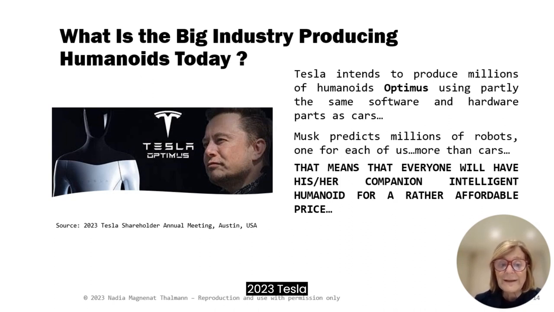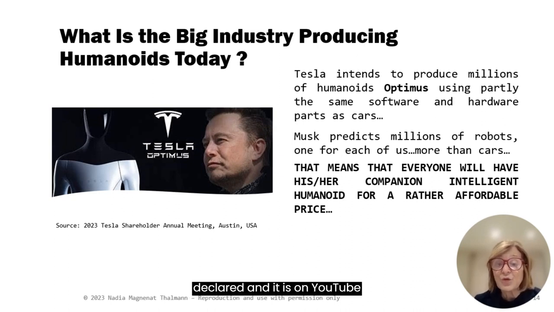During his 2023 Tesla shareholder meeting, he declared, and it's on YouTube, that he enjoys the fact that robots are being developed by Tesla because they benefit from all the software that is being done and also some hardware knowledge. And in his talk, he predicts that Optimus robots will surpass the number of cars we have. And he's sure that everyone will have at least one social companion to do all kinds of actions at a very reasonable price. Let's see.